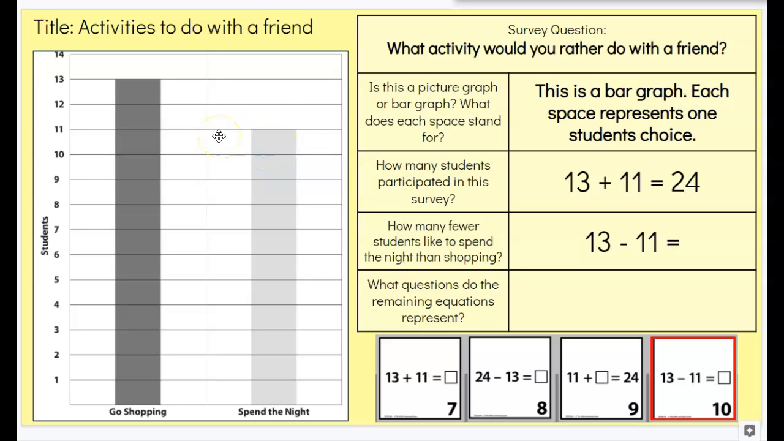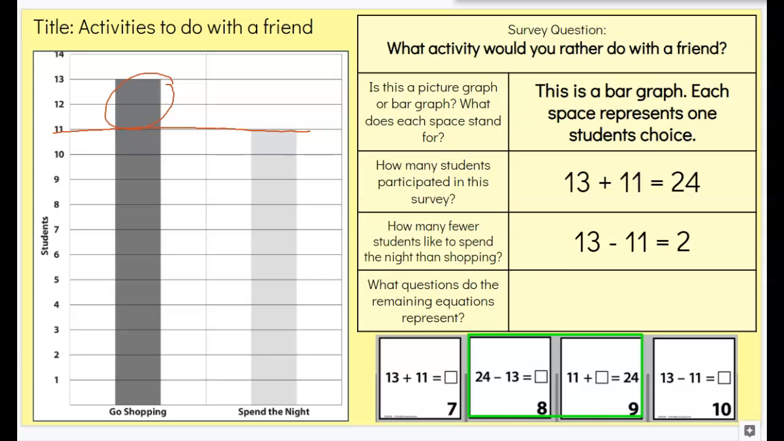We can even see on our graph, this is a great way to help us solve this problem, that if we drew a line, just like we did before at the top of spend the night all the way over, we would see that there are 2 more spaces filled in. So we know that 13 minus 11 equals 2. There are 2 more students that chose to go shopping over spend the night.